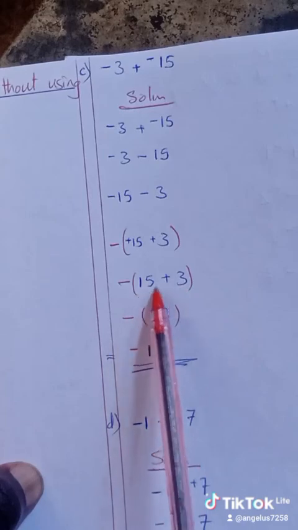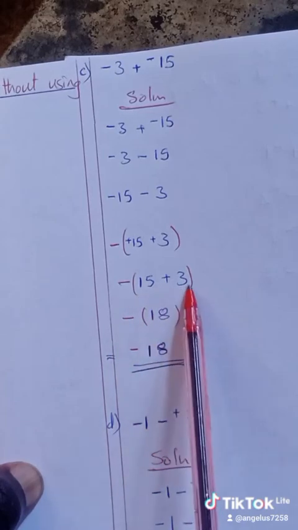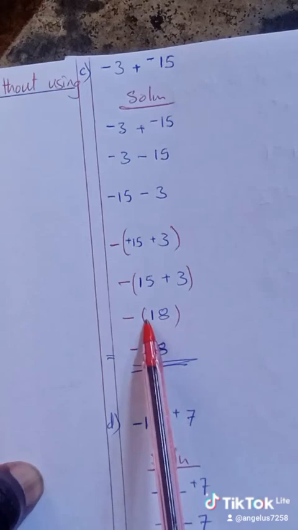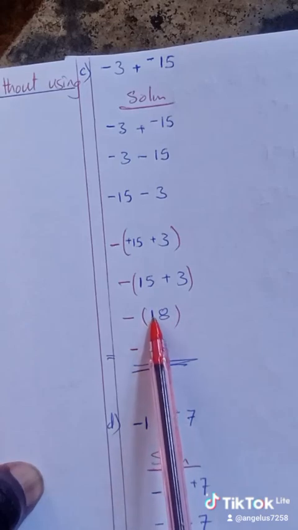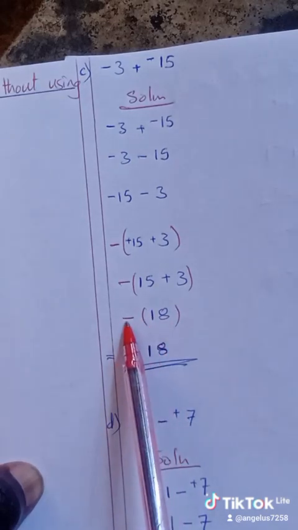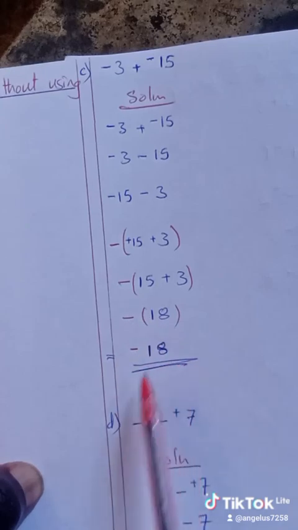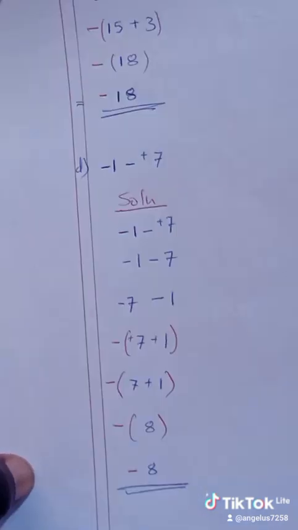So we have 15 plus 3. 15 plus 3, we get 18. And this 18 is having a silent positive. To get the answer, we multiply the signs now. So negative times the silent positive, we get a negative. And the answer will be negative 18.